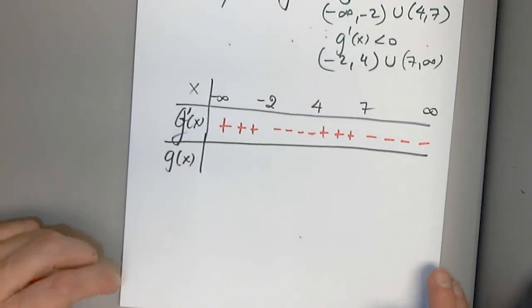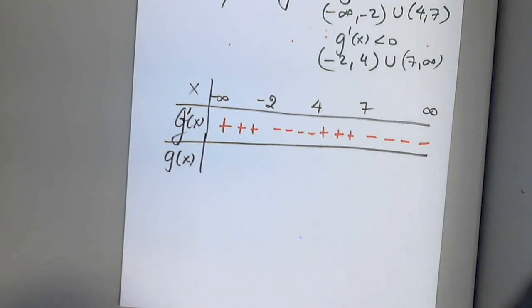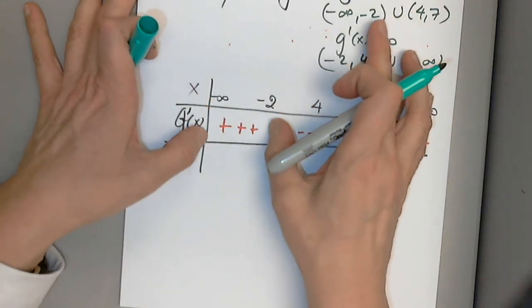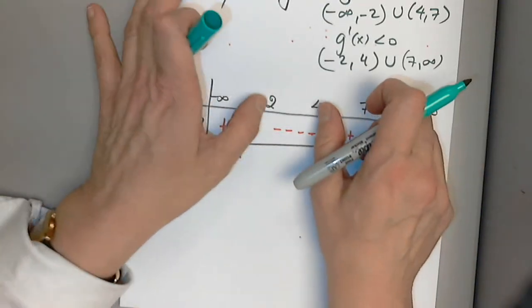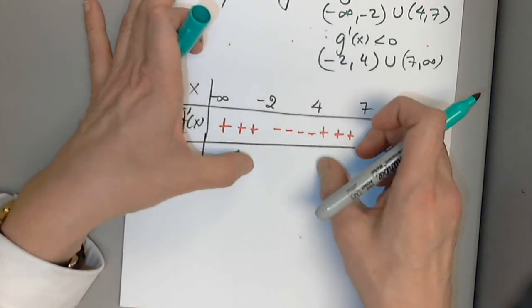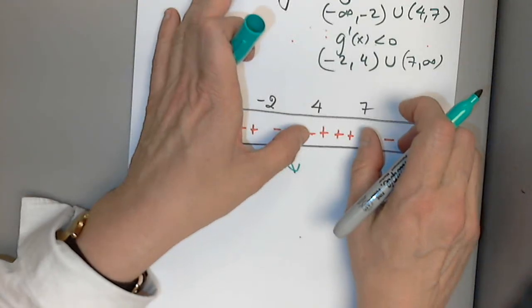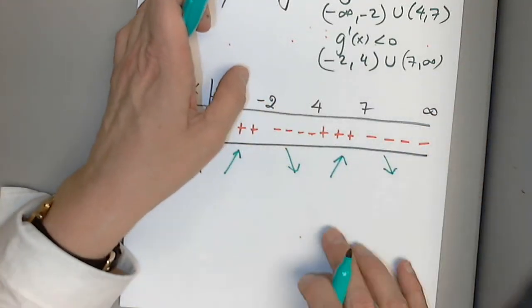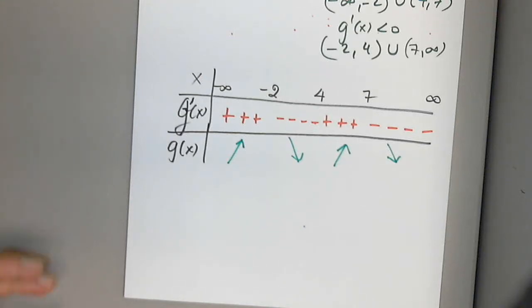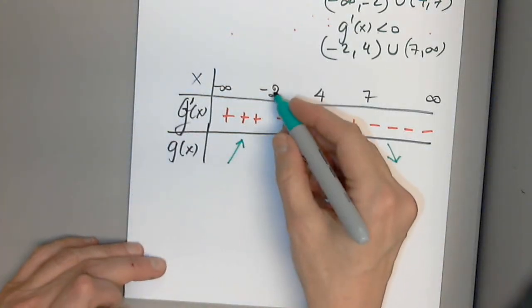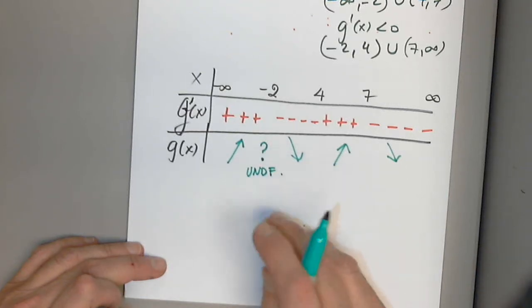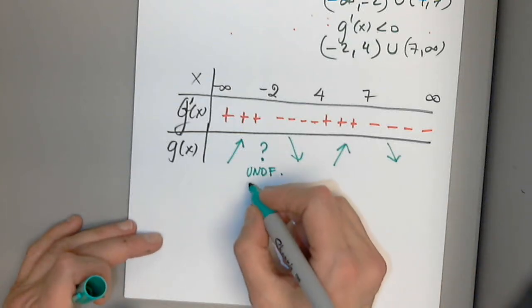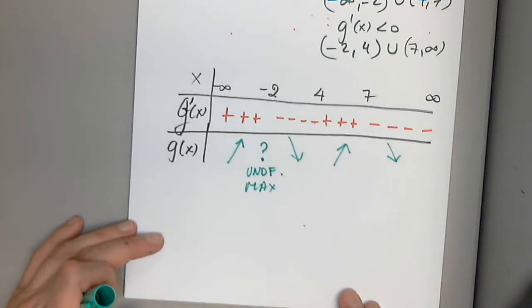Therefore, when I graph a function, again, there is more than one correct answer. How will I graph it between negative infinity and negative 2? Increasing. Very good. How will I graph it between negative 2 and 4? Decreasing. Between 4 and 7? Increasing. And then decreasing. Now you have several options. You can make the point at negative 2 whatever you want, undefined for the derivative, in other words, or a maximum. It changes sign.